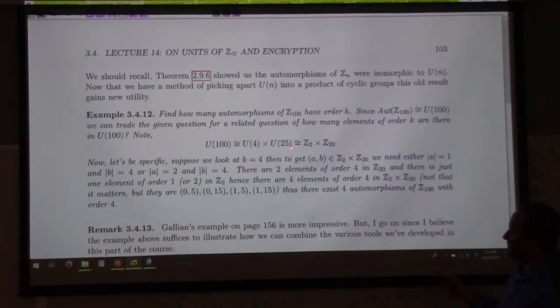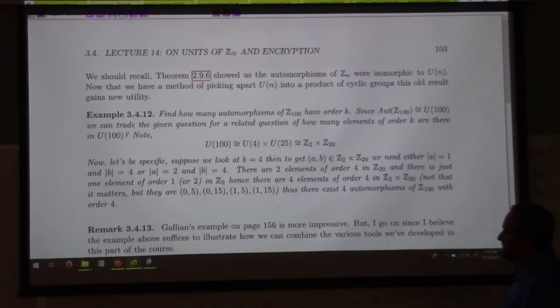We can look at k equals 4. To get an element of order 4 here, you either can take the identity cross an element of order 4, or you can take an element of order 2 cross an element of order 4, right? So it's twice the number of elements of order 4 in here. How many elements of order 4 are there in Z20? 5 is one of them. Also 15, right? 5 and 15 are the elements of order 4 in Z20.